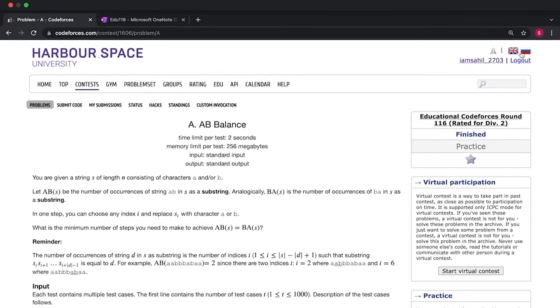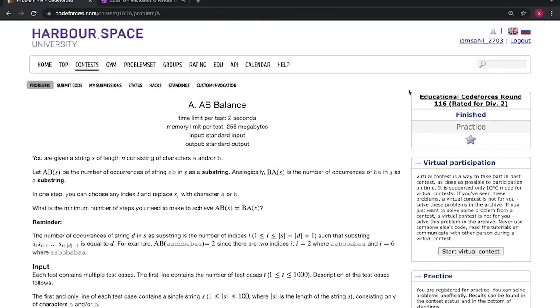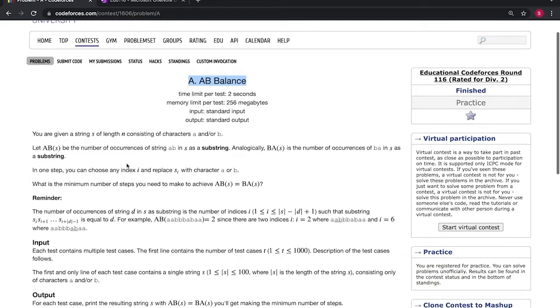So now I'll be taking a question from Educational Round 116 of Codeforces. It was rated for Division 2. The name of the question is AB Balance.